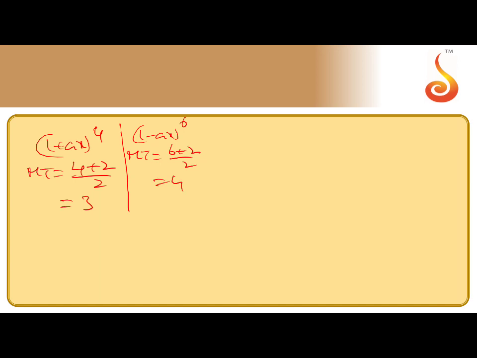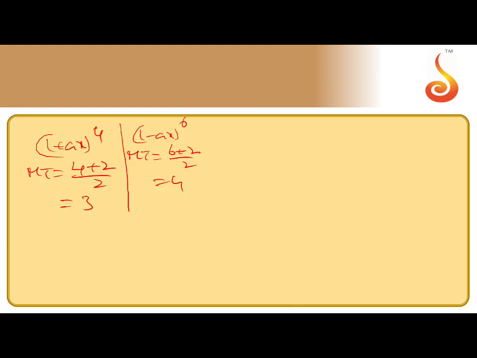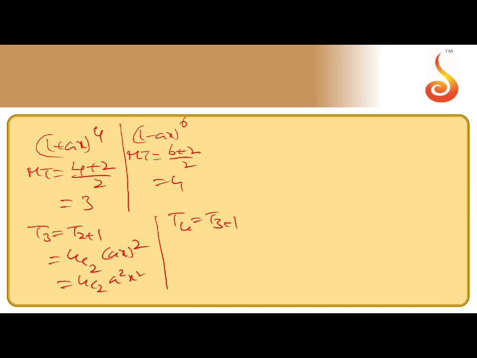So what is given in the question? The coefficients of the middle terms are equal. You have to find the middle terms first. So T3, which is T(2+1), is 4C2 (ax)^2, that means 4C2 a^2 x^2. In this case T4, which is T(3+1), is 6C3 (−ax)^3, so 6C3 (−a)^3 x^3.